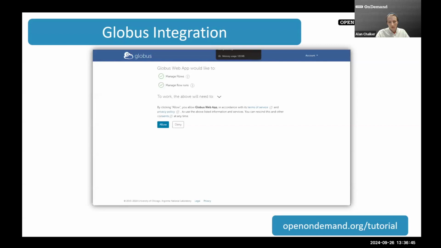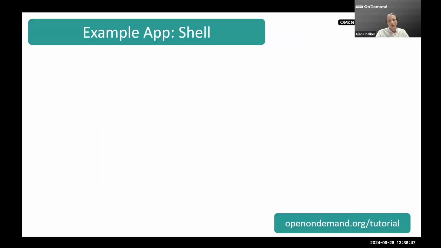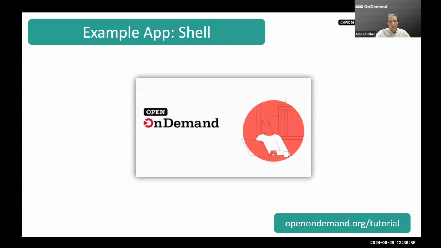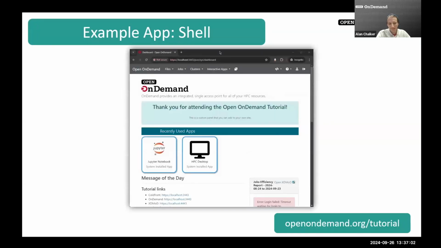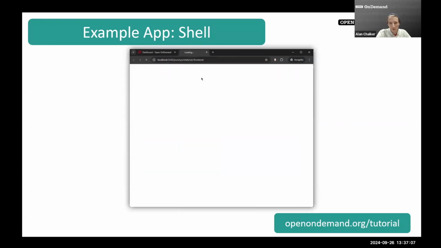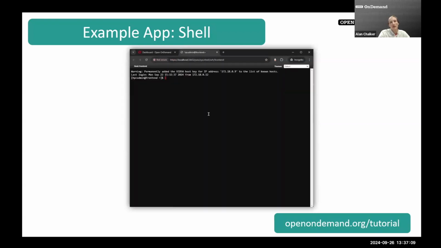So let's move on. Okay, this example app. Alan talked about how there are lots of apps for OnDemand, and one of the apps that OnDemand provides is a shell. Even though OnDemand is about making access easier, like giving a gateway to people who might not have it, some people still might want a shell. So we provide that here. You can see, if you have the tutorial open, all of this should be there.